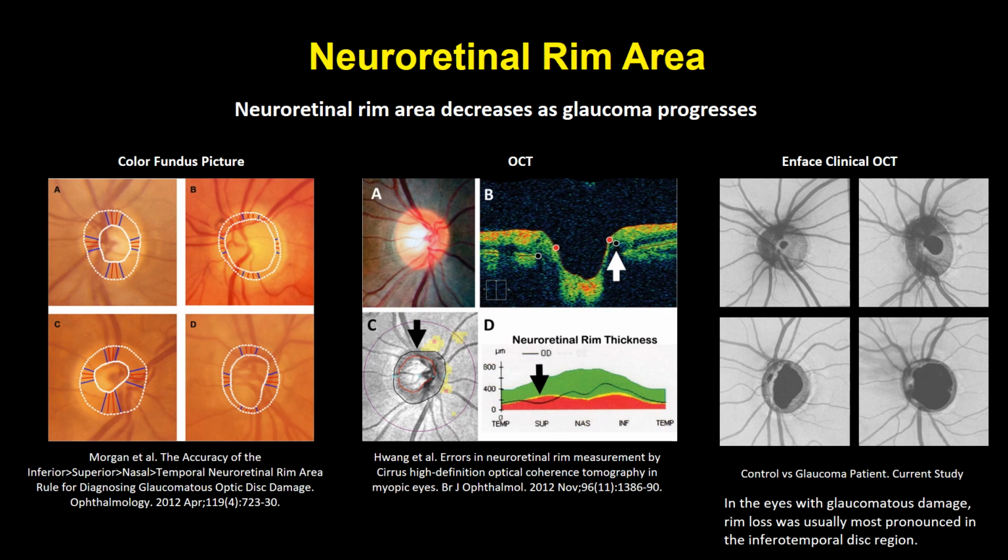Glaucoma is also characterized by the progressive thinning of the neuroretinal rim. The loss of neuroretinal rim area has been studied using color fundus pictures and cross-sectional OCT, and in the current study, we use en face clinical OCT images to quantify the neuroretinal rim area in controls and patients with glaucoma.